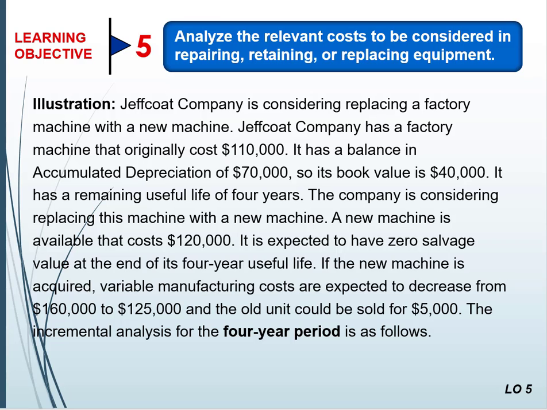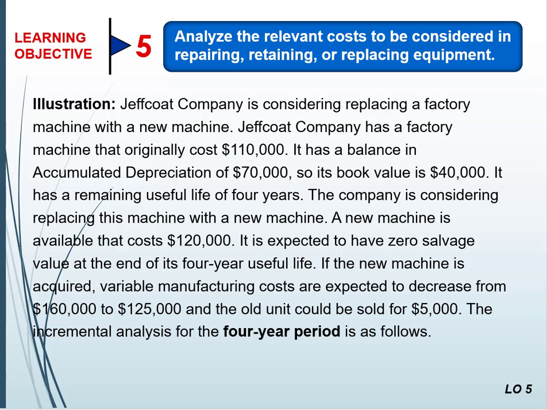We have a machine that originally cost $110,000. It has $70,000 in accumulated depreciation, so that means it has a book value of $40,000 and has a remaining useful life of 4 years. The company's thinking about replacing this with a new machine. The new machine costs $120,000. It has zero salvage value at the end of its 4-year life. And if the new machine is acquired, variable manufacturing costs are going to decrease from $160,000 to $125,000, and the old unit could be sold for $5,000.